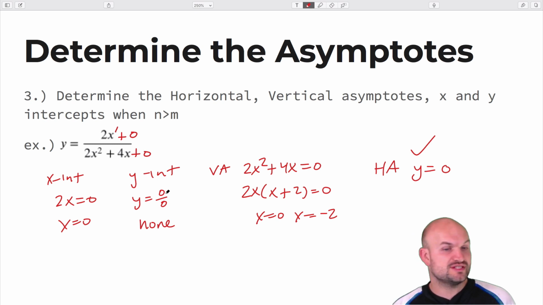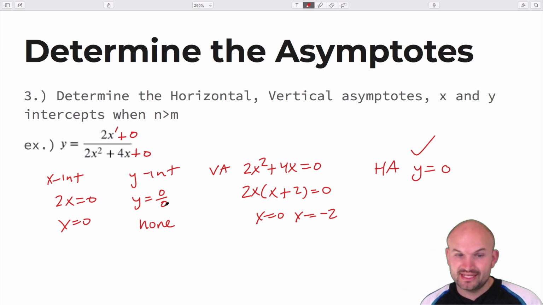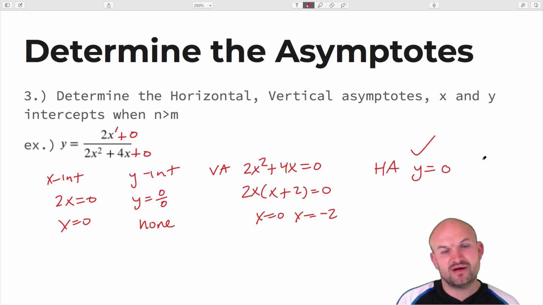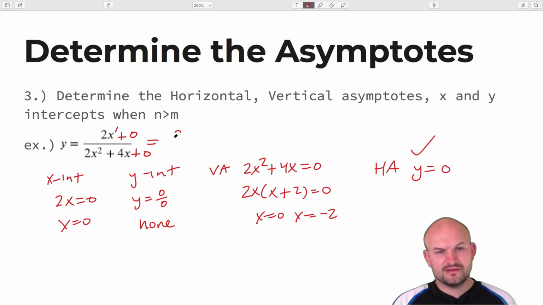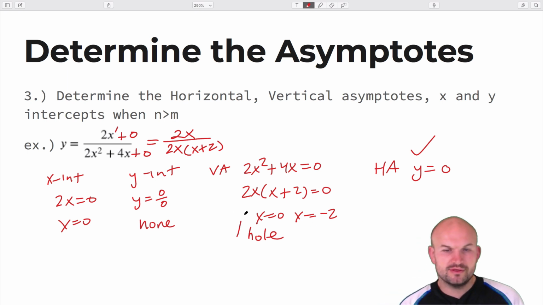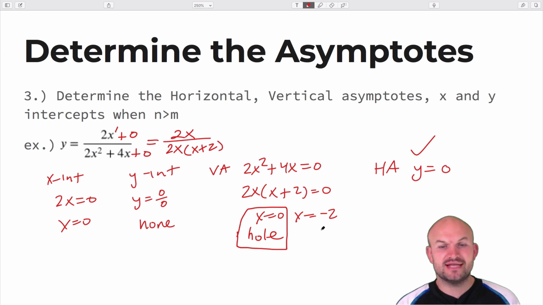It's not 0 or 1. Some people will write 1 or they'll write 0, but again, you cannot divide by 0, so there is no y-intercept. And the vertical asymptote is going to be the values that make the denominator equal to 0. However, I can't believe I didn't check this. If you write this in factored form, 2x times x plus 2, the x's divide out, so that is actually a hole. So the only vertical asymptote is at x equals -2.